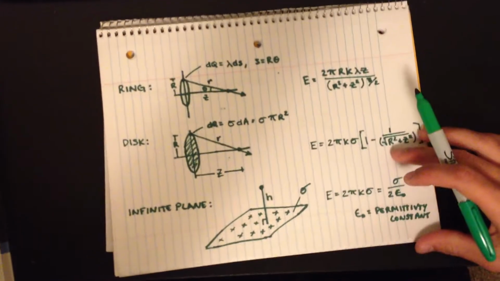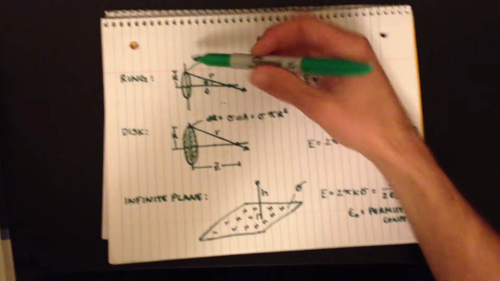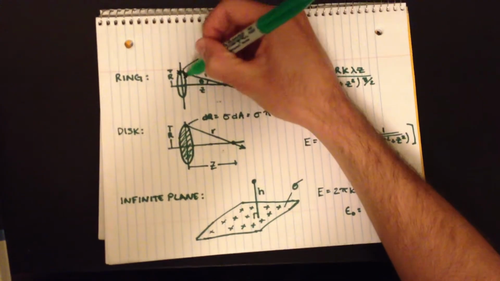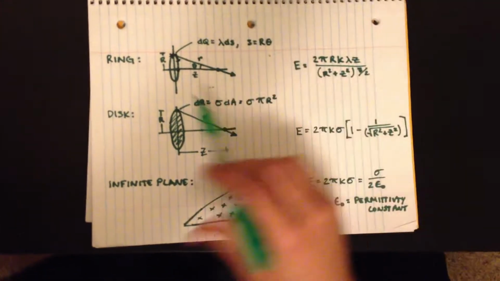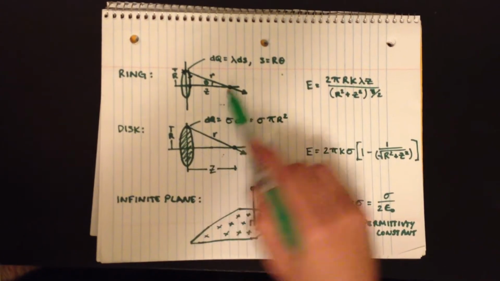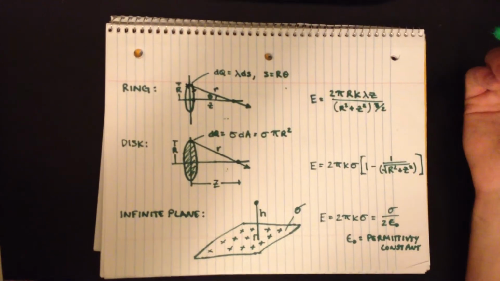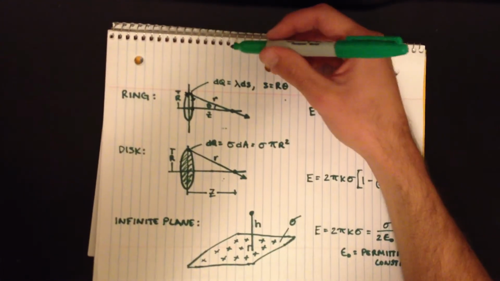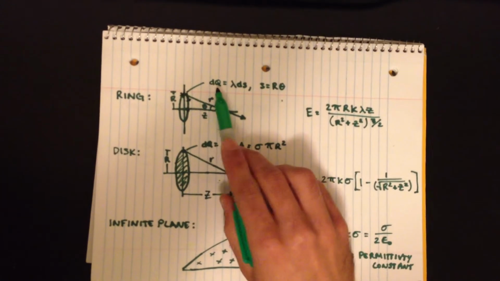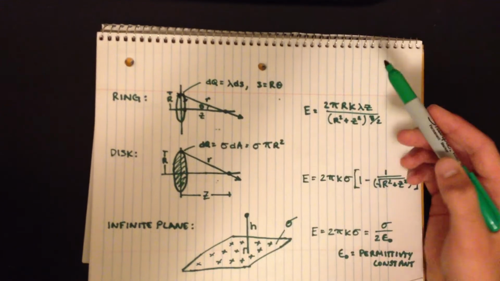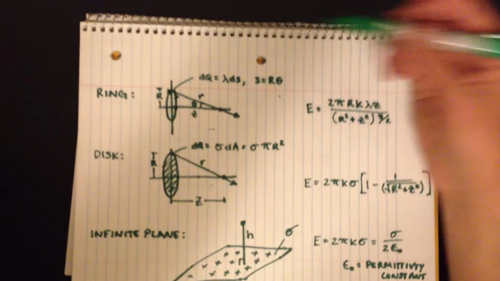Next we have the case of the ring, and this is where you have a ring of charges, either positive or negative, and the ring sits on the xy axis and is a distance z away from your reference point. This time you're going to take a slice that is going to be an arc length, so therefore your dq is going to be equal to lambda ds, where your s is equal to r theta.